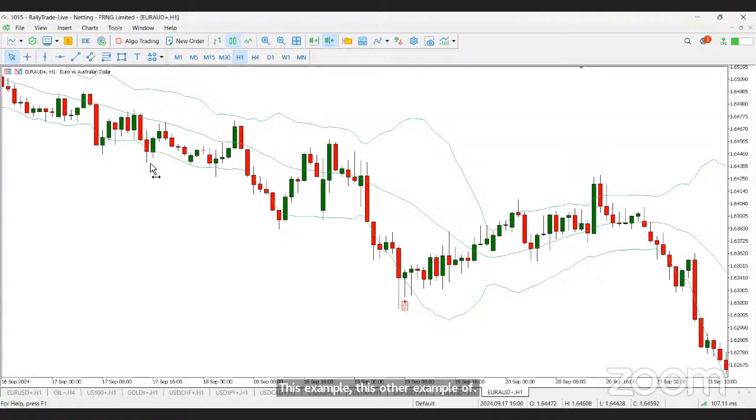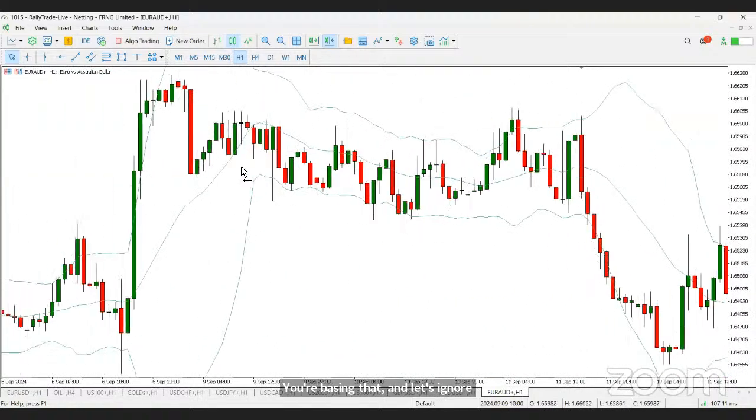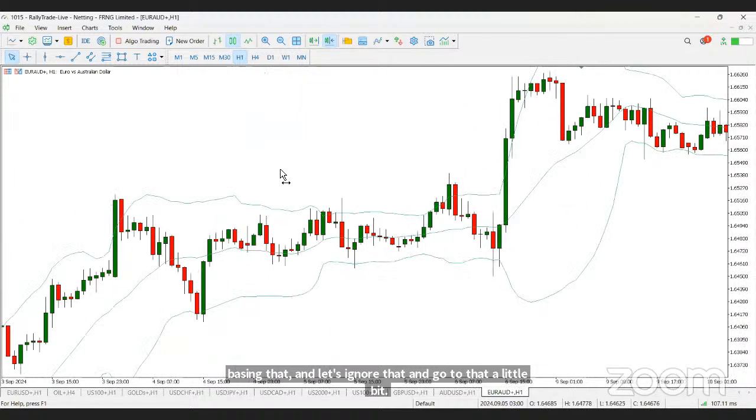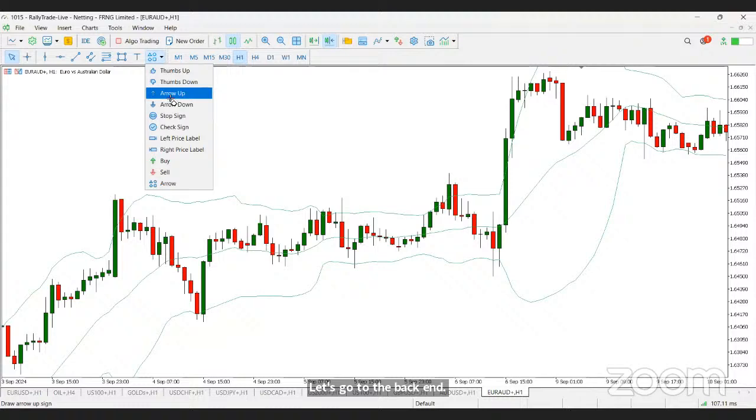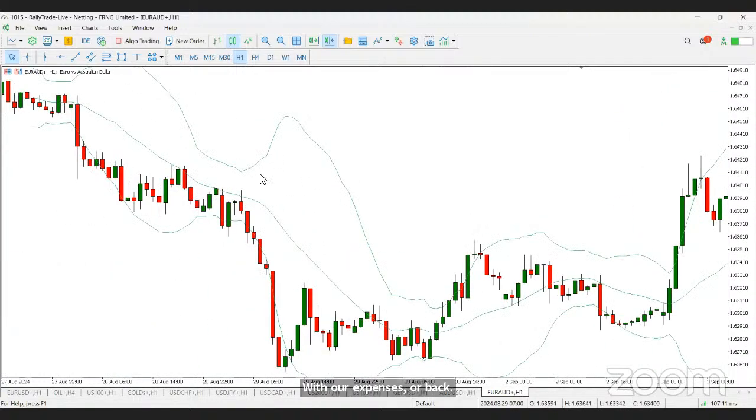Let's ignore that and go back a little bit. You can see another bullish engulfing bar here, right here. You can see another one here. Those are instances of buys that I prefer. So you can use those instances to buy.